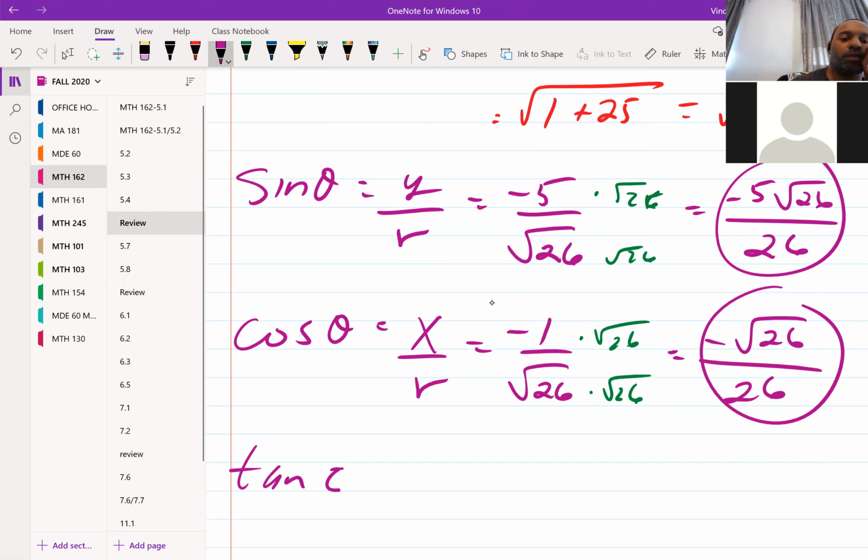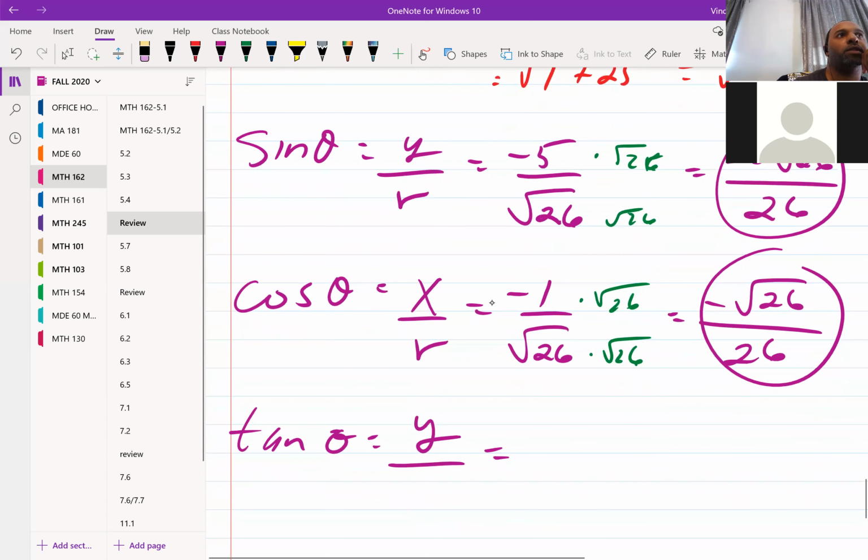Tangent of theta is going to be y over r. Excuse me, not y over r, y over x.